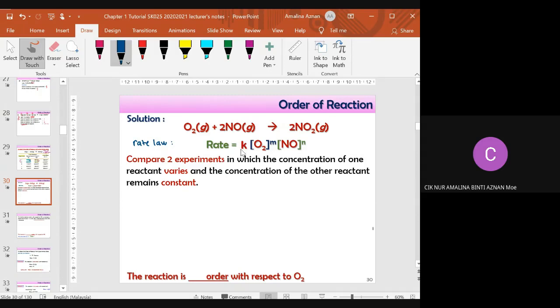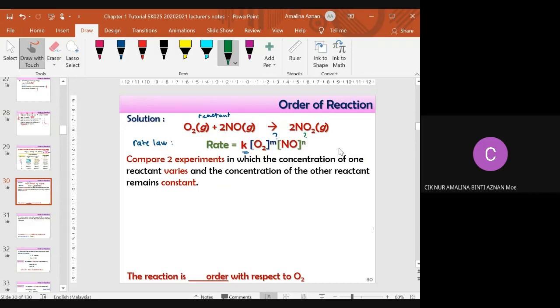Rate is equal to rate constant K, ini wajib tulis. Concentration of reactant kamu ada O2 to the power of M. So sekarang kita nak cari M tu value-nya apa. And then concentration of reactant yang kedua adalah NO, nitrogen monoxide, to the power of N. So unknown yang kedua, unknown ni yang kita nak cari.